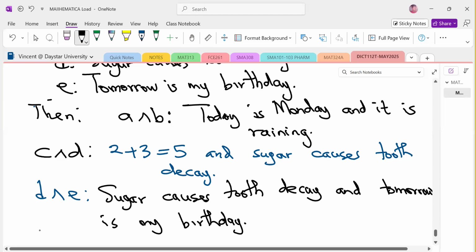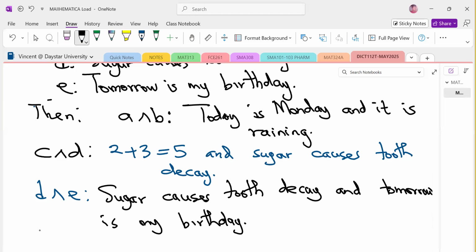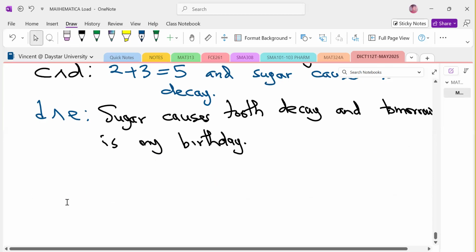So from those 3 examples, I hope it's not very difficult for you to interpret the conjunction of 2 simple statements. If you are given them, you should be able to join them. Okay, is that correct? Yeah. So now the next one is truth table.